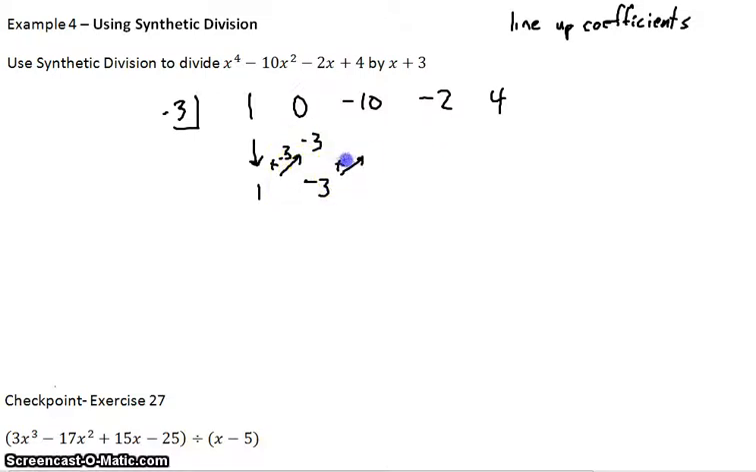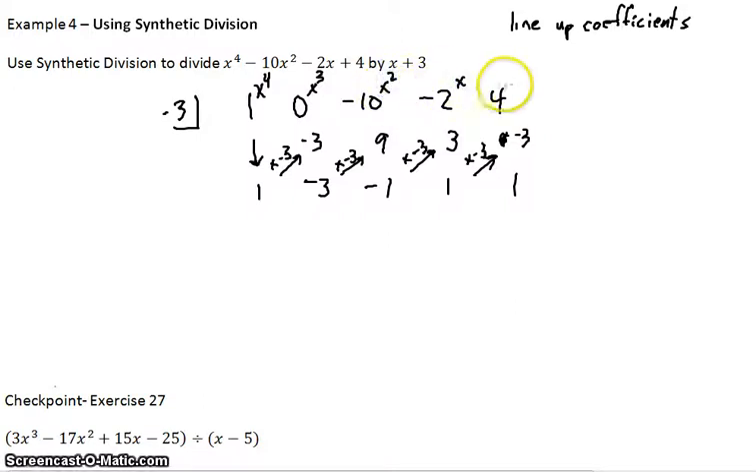I'm going to times again by this number up here in this corner to get a positive 9, then add the column again to get a negative 1, times by a negative 3 again to get a positive 3, and then my final thing I'm going to times again by a negative 3 to get a negative 3 and 1. So now I just have this long list of numbers, and it's important to understand what this list of numbers means. This was x to the fourth, and this was x cubed, and we would go all the way down to the constant term.